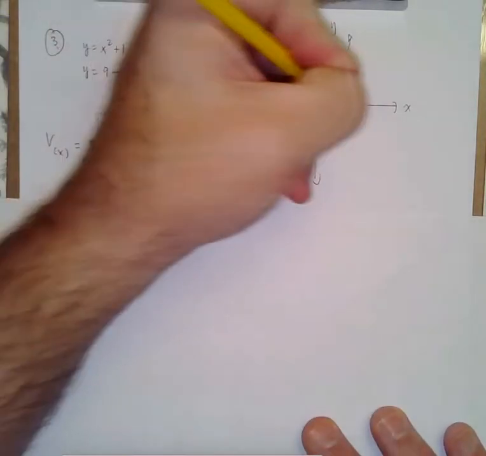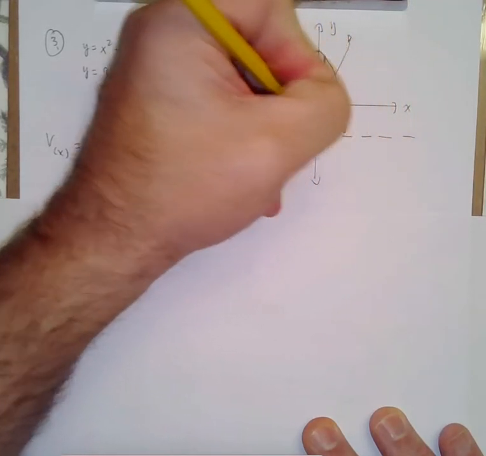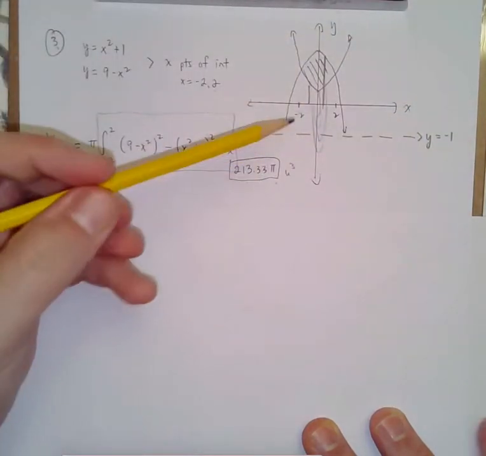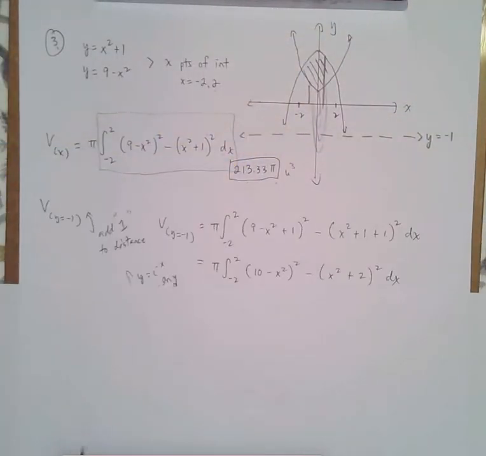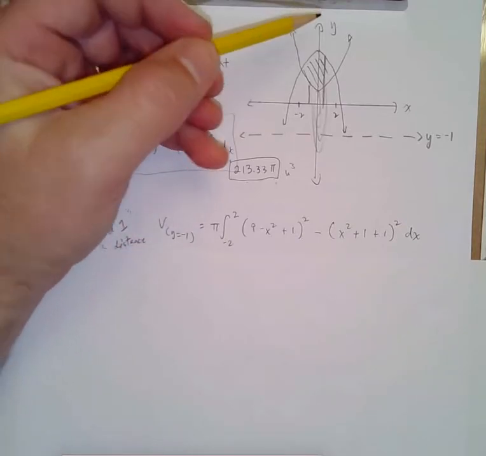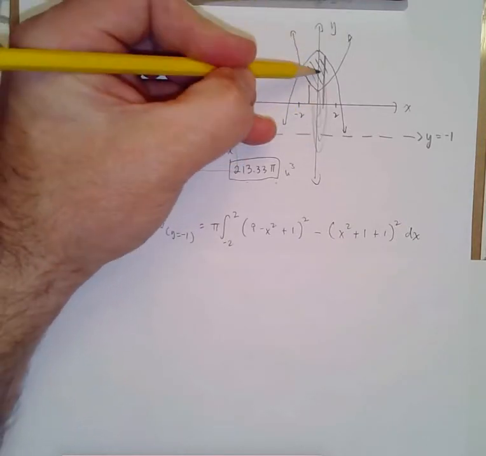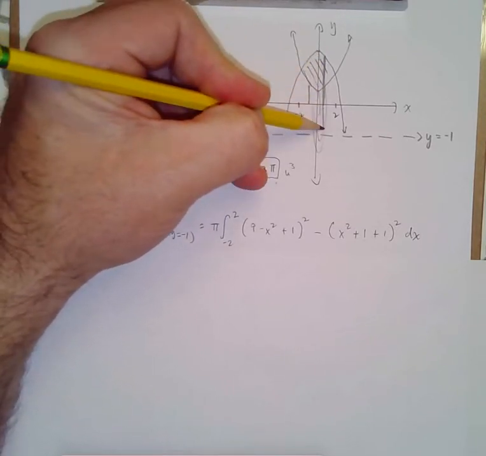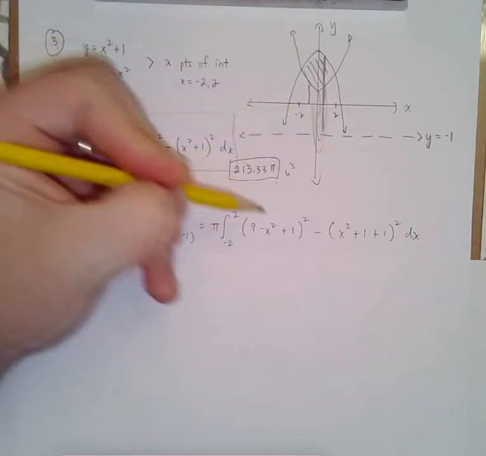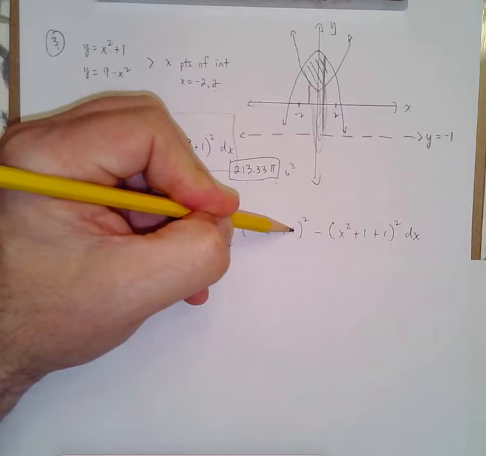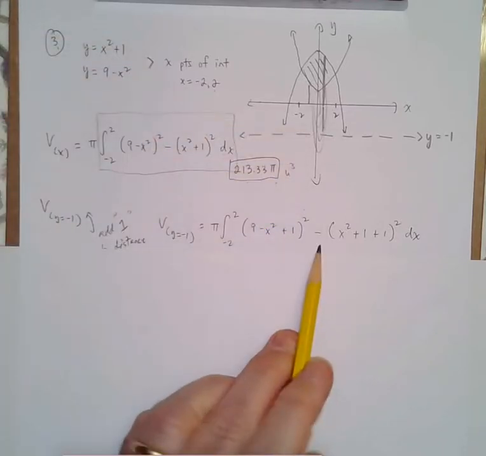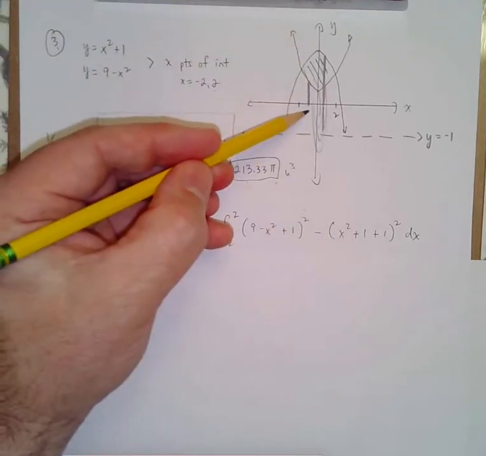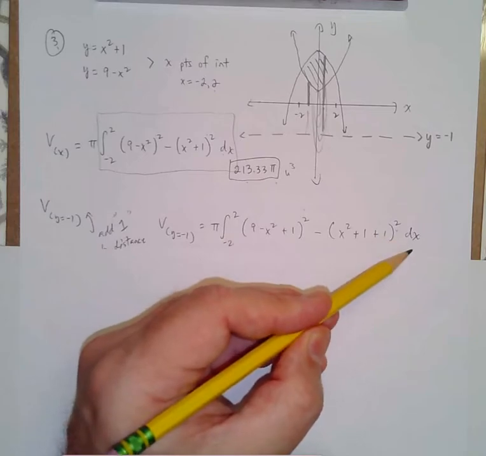Now the next question is, what if the volume is revolved around the solid y equals -1? It's not that much different, and a lot of you got this wrong in your assignment, but let's go over it. The distance to the outer is the top parabola plus 1. So it's 9 minus x squared plus 1 squared minus the distance to the x-axis, which is x squared plus 1, but then I'm adding another 1 squared dx.